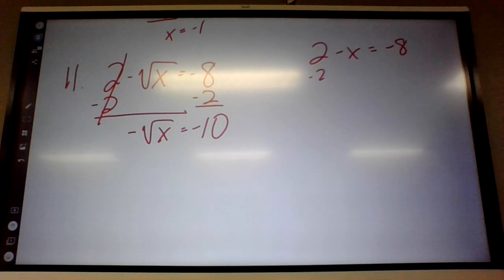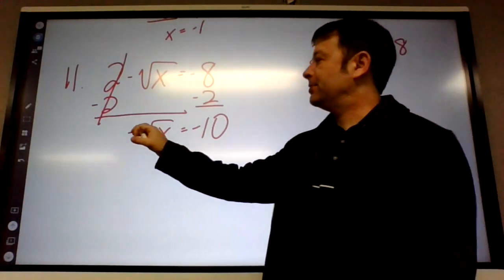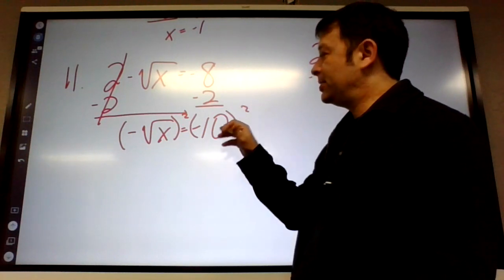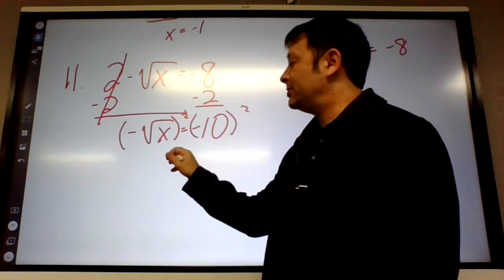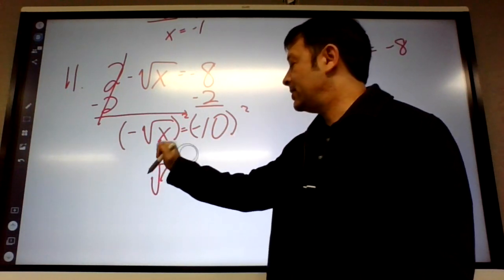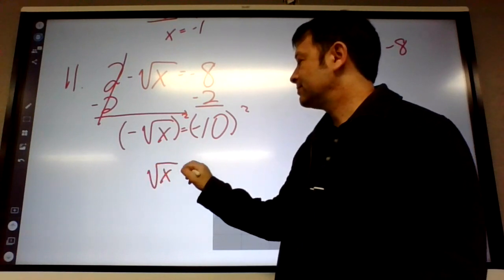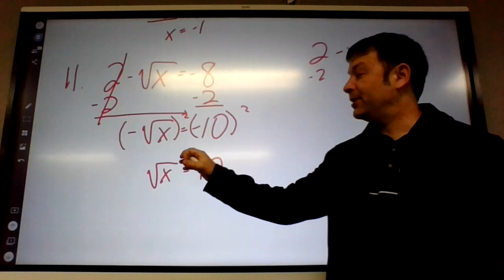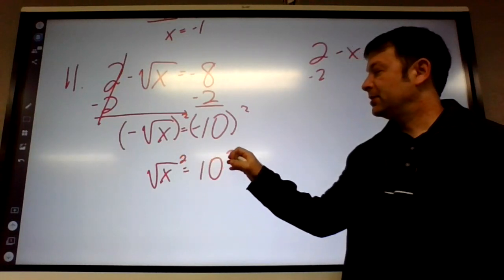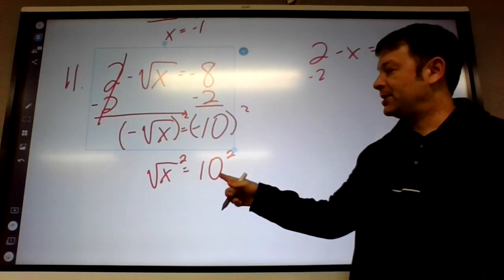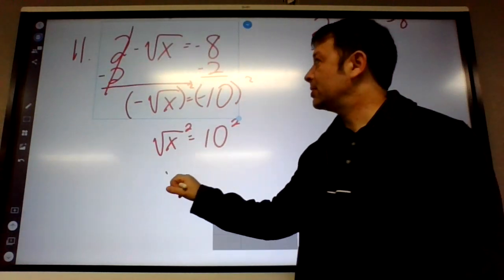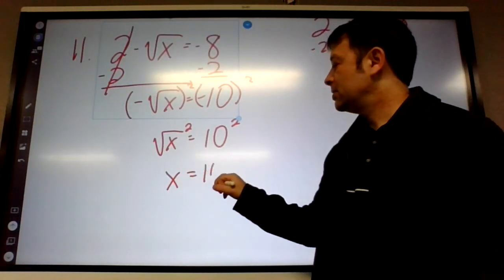You actually could square both sides right now. That would be fine. Or you could just divide both sides by -1, and that would get rid of the negatives. Okay, doesn't really matter. Either way, you're going to get -10 squared or 10 squared is the same thing. What is 10 squared? 100.